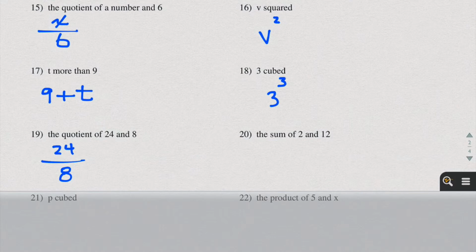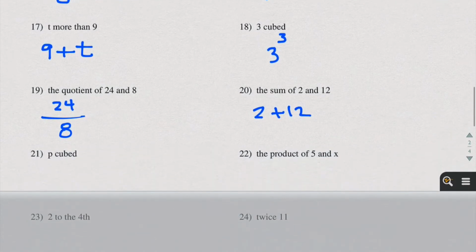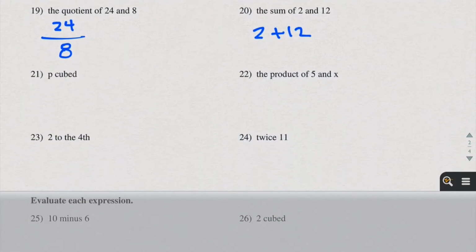Number 20. The sum of 2 and 12. The sum means addition, 2 and 12. Because addition is a commutative property, you can actually put 12 plus 2 and you'll get the same answer, but it's good practice to make sure that you do it in the order that you read it. So just do that for good practice.